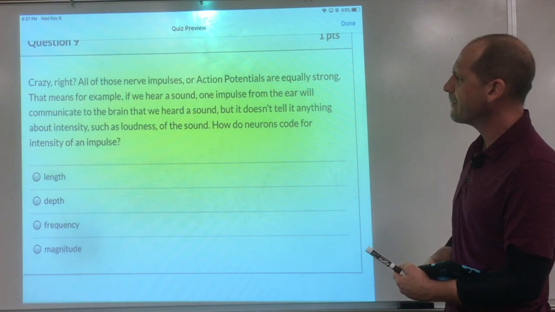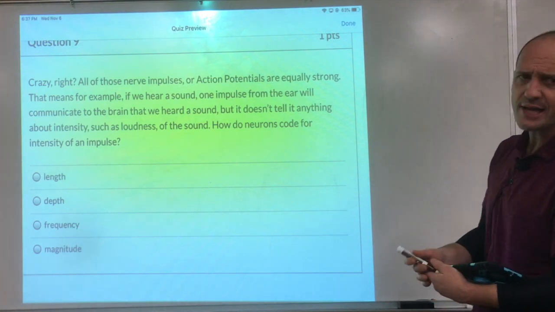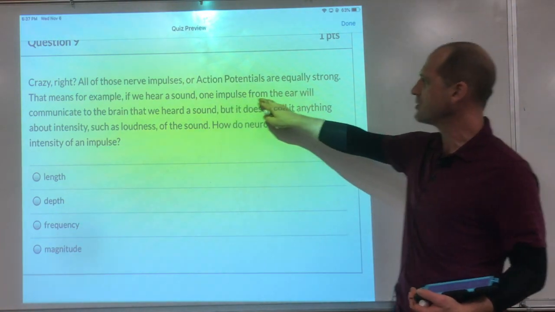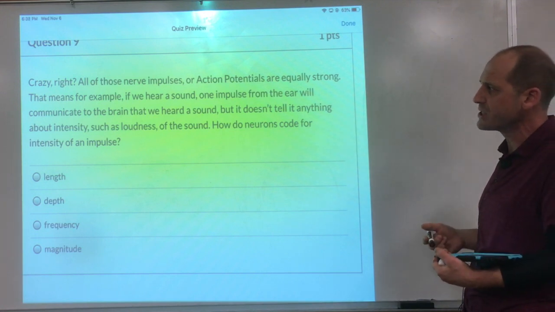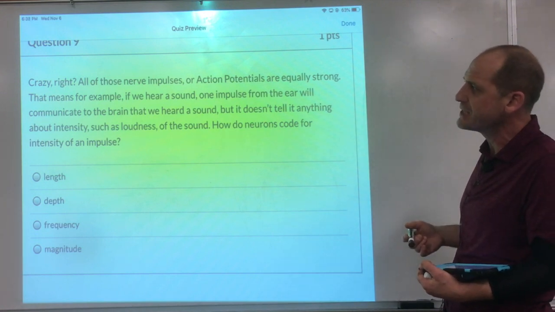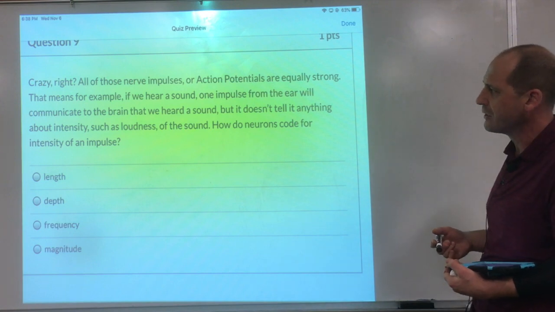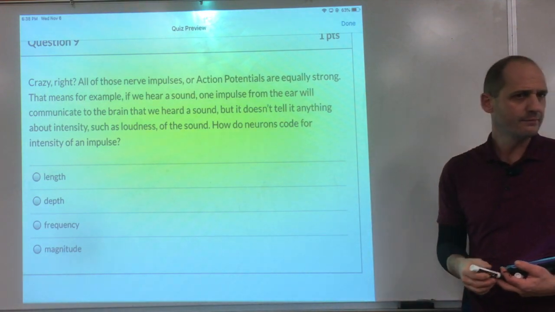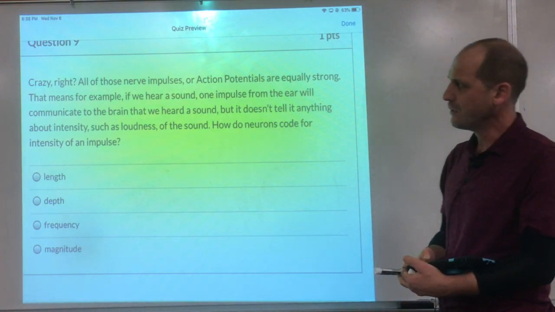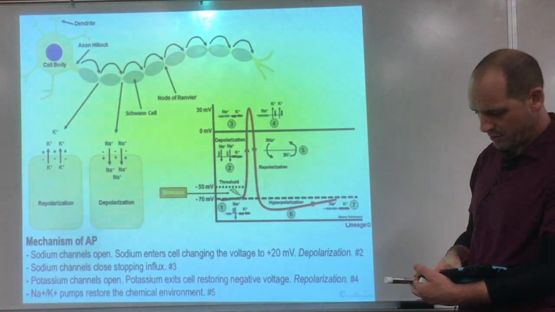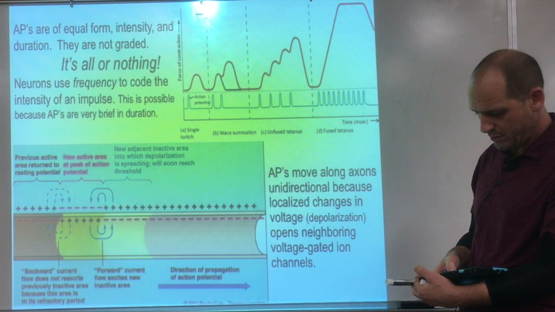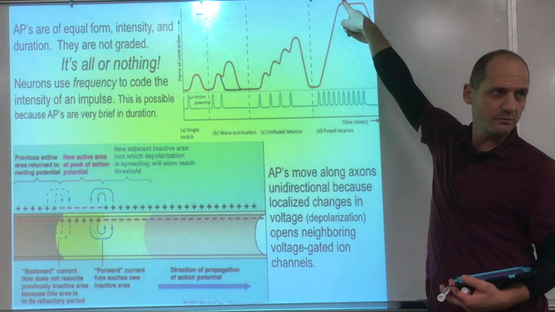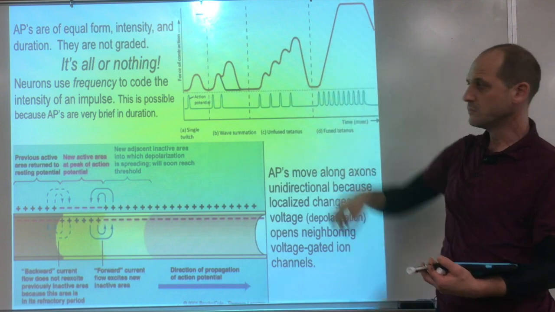Easy said. So the interesting thing about an action potential is they're all equally strong. So that means, for example, if I hear a sound, one impulse from the ear will communicate to the brain that I heard a sound, but it doesn't tell it anything about its intensity, such as loudness of the sound. How do neurons code for intensity of an impulse? Frequency. So, rapid firing one after the other makes for a stronger stimulus. It's just a coding question.